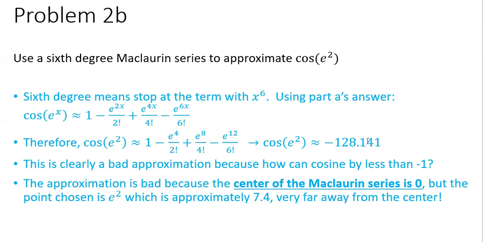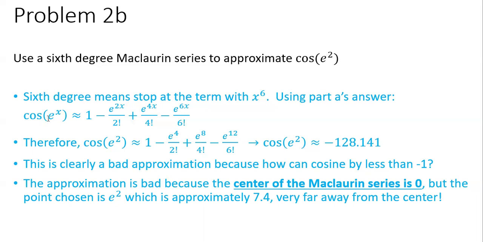So if we get further away from the center, depends on the function, but usually there's more risk of higher error as you get further and further away from the center of the power series. What's the center of this power series? It's a Maclaurin series, so the center is 0. We're trying to approximate at e squared.